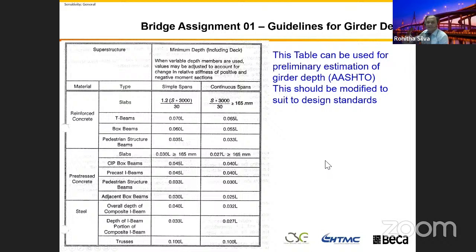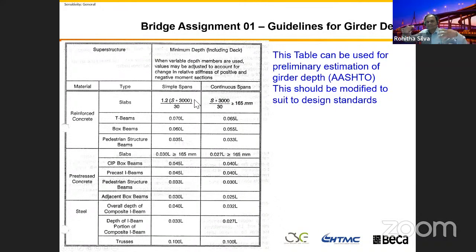Then behind this one, I give you some guideline. If you're willing to use a different form of bridge, how to estimate the thickness of the depth of the girders, depending on the span. This is based on AASHTO. Sometimes you may have to change a little bit for Eurocode and Australian standard, definitely.